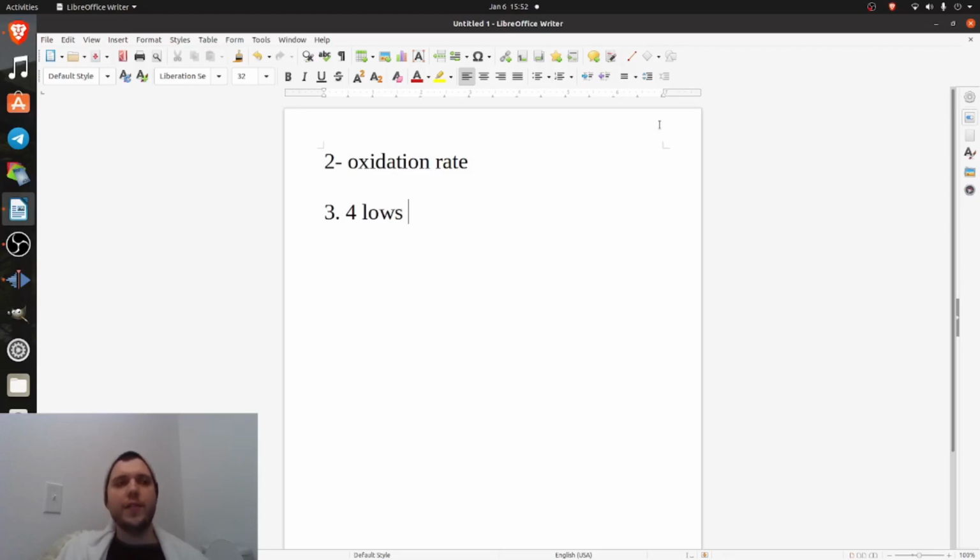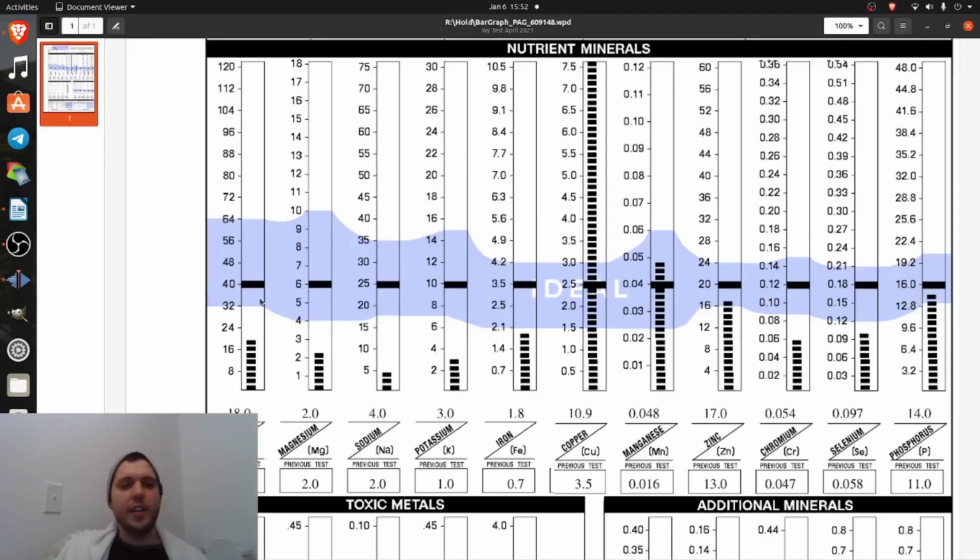So let's give an example. Even though this person is in slow oxidation, we would not give them a standard slow oxidizer program because they're in 4 lows. Typically we give something called Megapan, which includes B vitamins that increase the oxidation rate. We would not give this person Megapan.